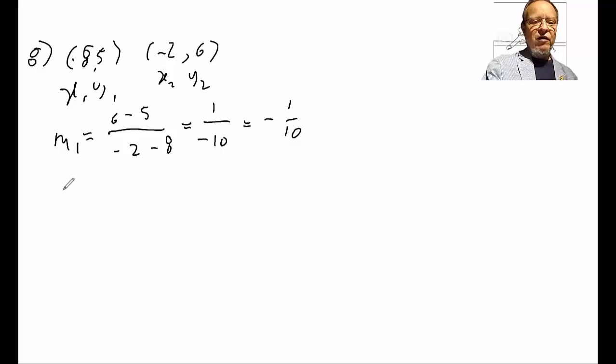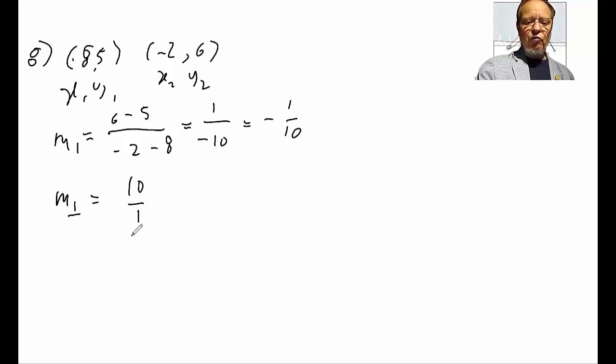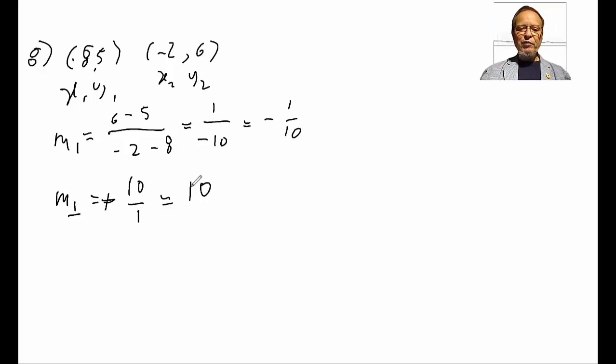So we want to now find the slope of any line that would be perpendicular to it. So we have to take the negative reciprocal. Well, the reciprocal is 10 over 1. And since this is a negative, the negative times a negative would mean this has to be a positive 10 over 1, which is 10. So the slope of any line perpendicular to this particular line segment would be 10.